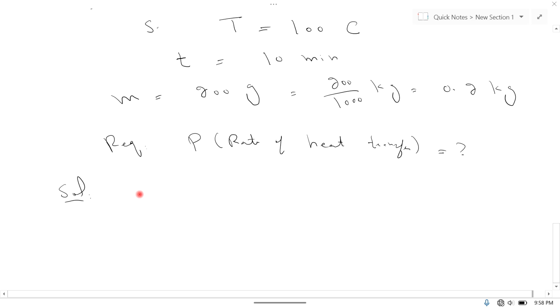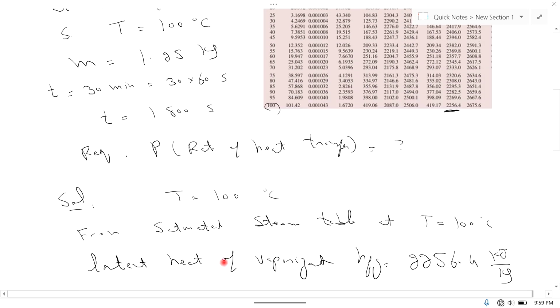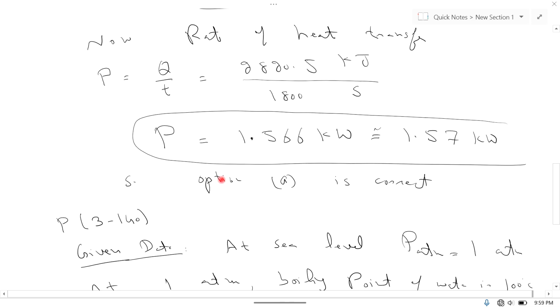From the saturated steam table at temperature equal to 100 degrees centigrade, find the latent heat of vaporization hfg, which is equal to 2256.4 kilojoule per kg. This is given in the steam table at 100 degrees centigrade. This is temperature 100, this is hfg 2256.4 kilojoule per kg.